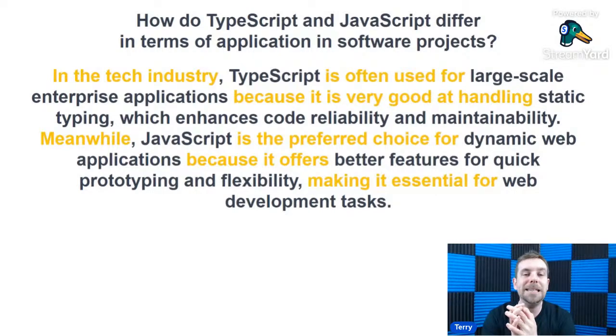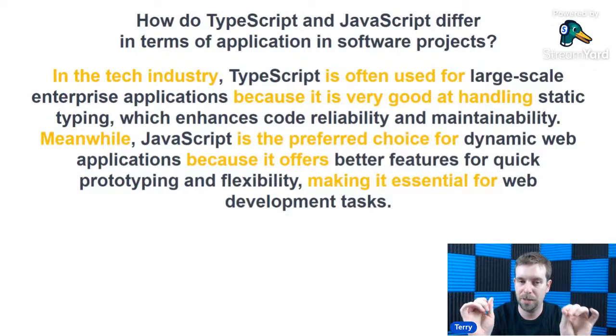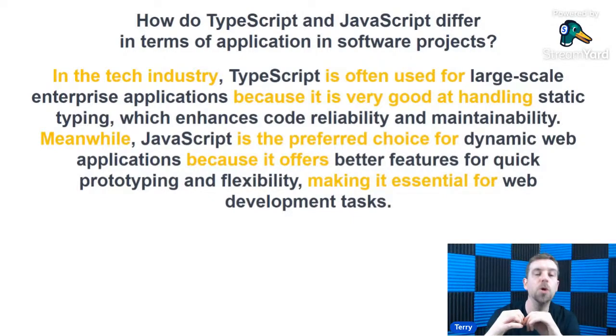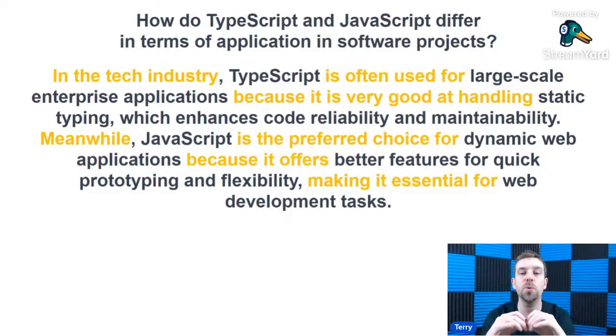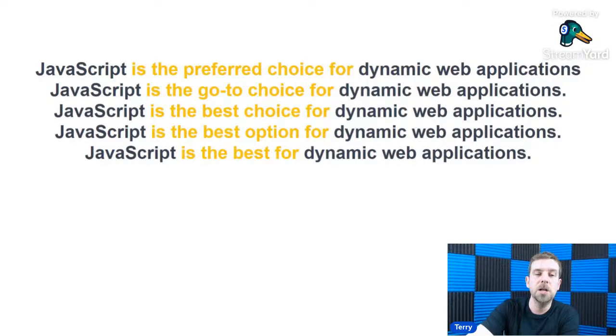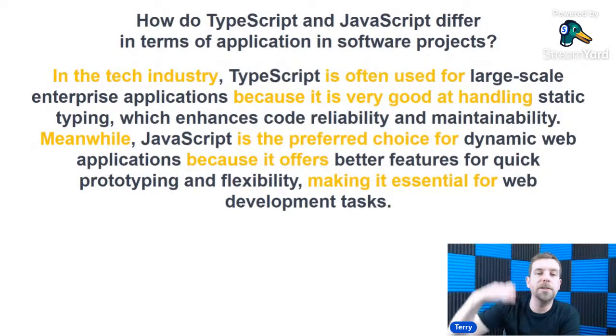In the tech industry, TypeScript is often used for large-scale applications because it is very good at handling static typing, which enhances, remember, enhances is improved, code reliability and maintainability. Meanwhile, JavaScript is the preferred choice for dynamic web applications because it offers better features for quick prototyping and flexibility, making it essential for web development tasks, right? So we're building our answer here.